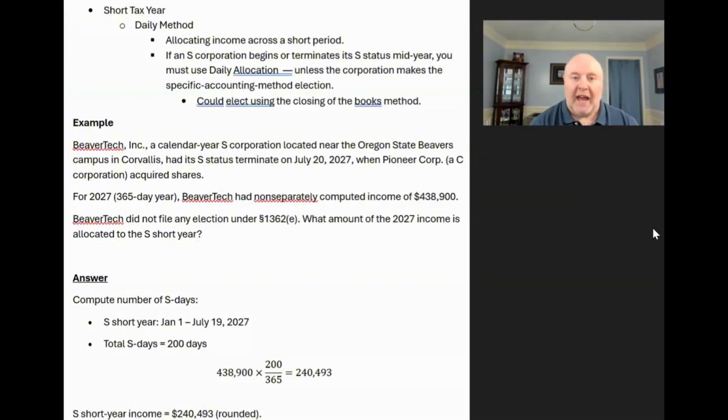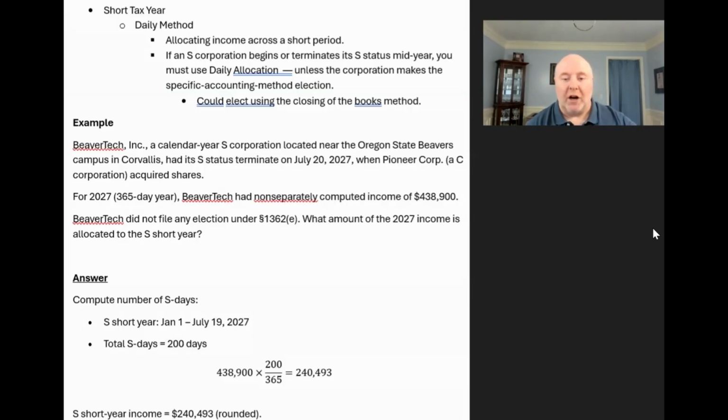Okay, so how many days, because this is a daily method, were we going to be considered an S corporation? Well, you just start counting the days. You say, okay, January has 31 days. Then you go to February, and you keep going through each of the months until you get there, and then you count up to July 19th. So you're just counting the days. If you were to do that, you would get 200 days. So we were an S corporation for 200 days out of the 365.